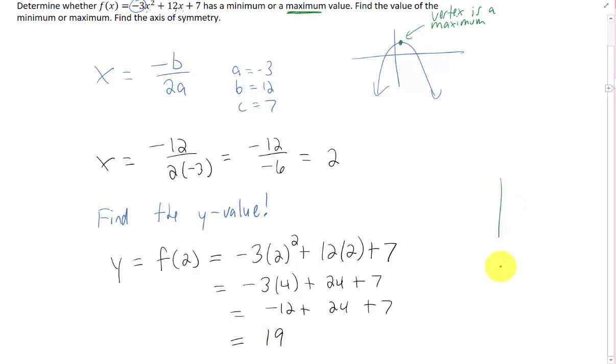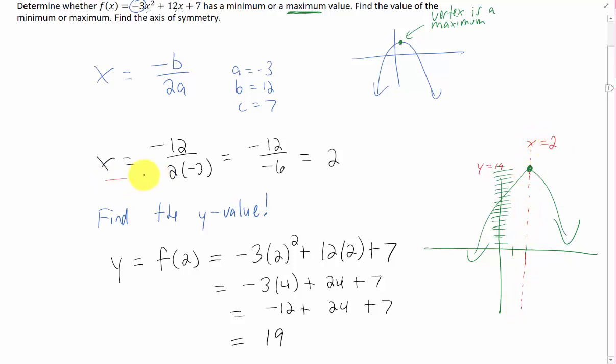So if we summarize all this information on a little sketch, we know that our vertex is at the point (2, 19), which we're going to say is just right up here. And we know that our graph is opening downwards, so a really basic sketch of that parabola is just something like that. What is the value of the maximum of this graph? Well, it's 19, because that's the y value right here. And what is the axis of symmetry? Well, it's just the vertical line that goes right through that vertex, and its equation is just x equals 2. That's what we got right here.